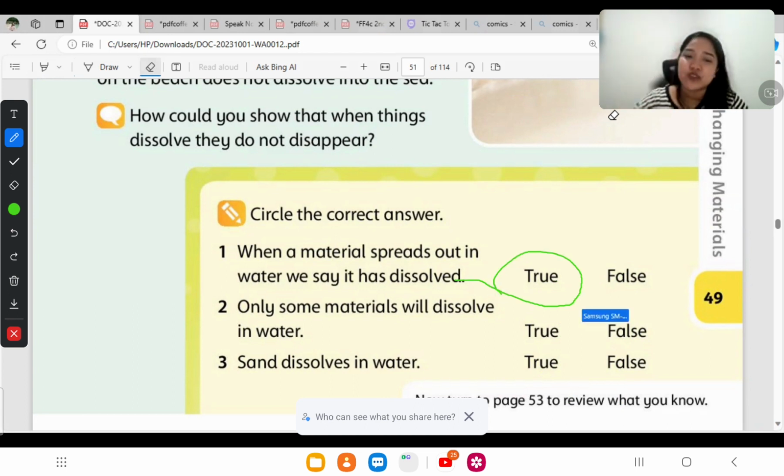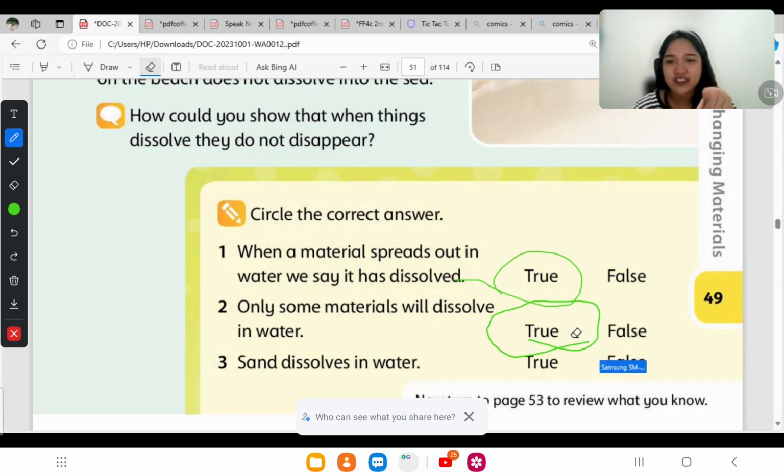Okay. Number two: only some materials will dissolve in water. Some of the materials will dissolve in water. Is it true or false? True. Okay, it's true. Let's circle. And the last one: sand.